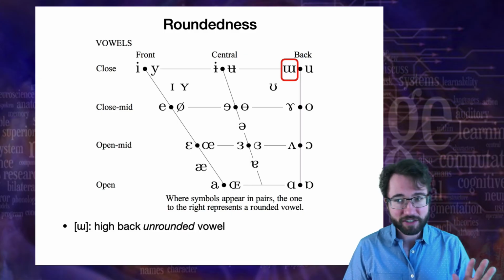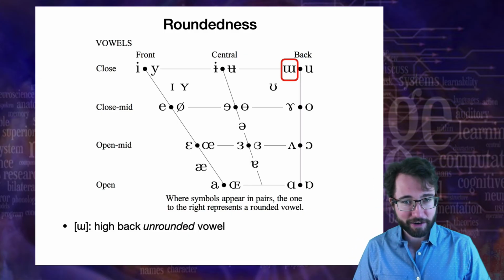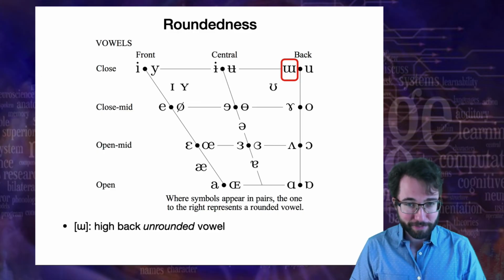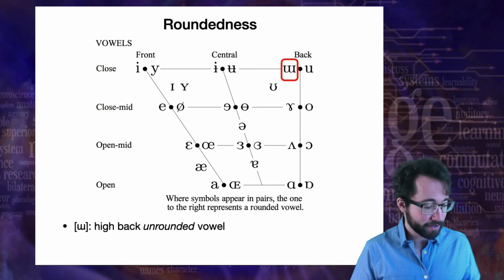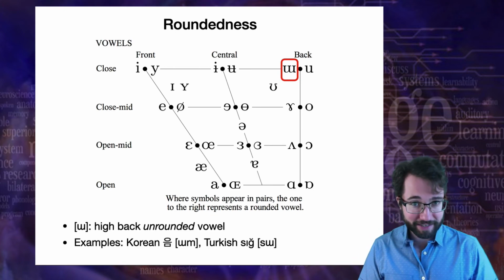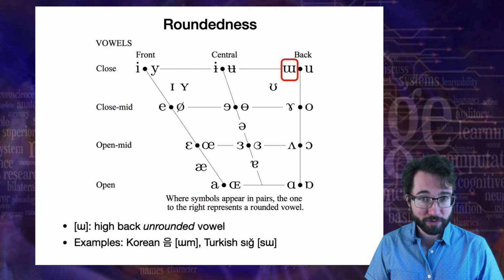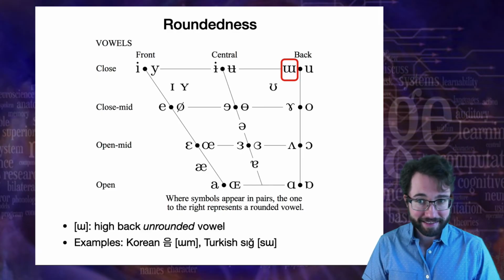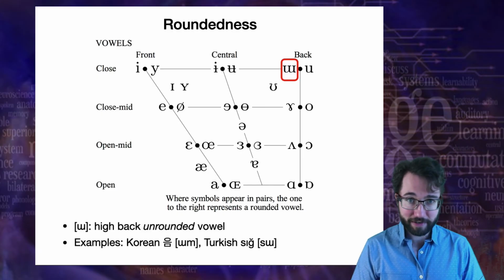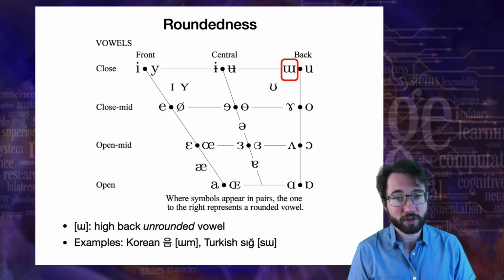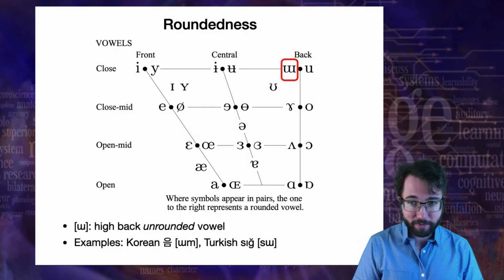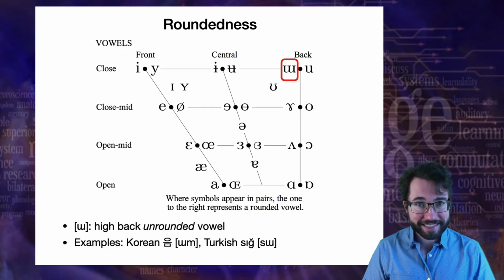Anyway, I've always had trouble with the high back unrounded vowel. So if you can pronounce it, then I'm impressed. Or you might already speak a language that has it. For example, in Korean, the verb to drink has a high back unrounded vowel. Similarly, Turkish has this sound in this word here, which is spelled S, I without a dot, and then G with a thing on top of it. You have the high back unrounded vowel.